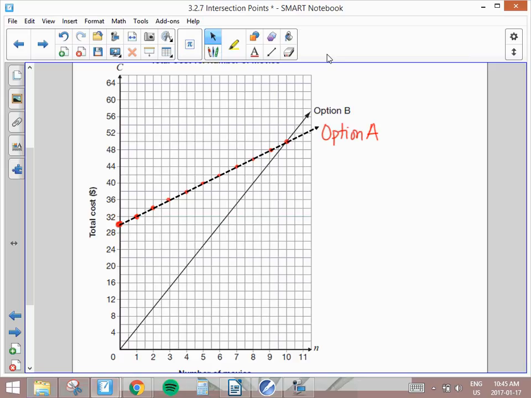Now the question asks me, when should I use option A and when should I use option B? Now typically in a question involving money, I want to spend less money whenever possible. So because money, the total cost, goes up the vertical axis, I want my line to be lower vertically. So I can see here that option B is below option A, or cheaper than option A, anywhere between 0 movies and 10 movies. And then after that point of 10 movies where the two lines cross, option A becomes the cheaper option. So I'm going to write that up in my sentence.